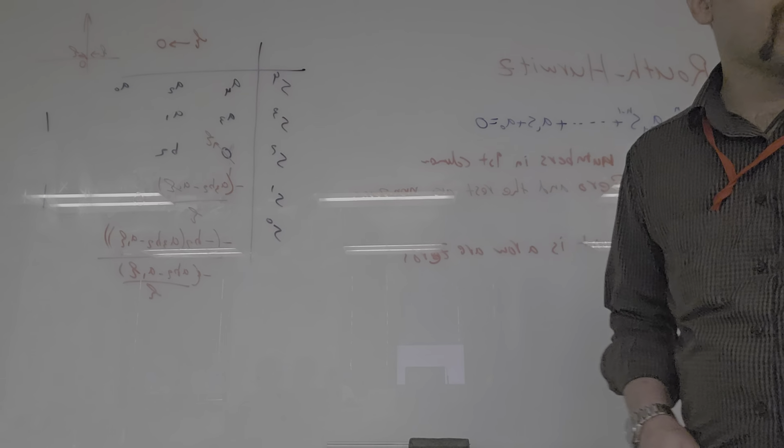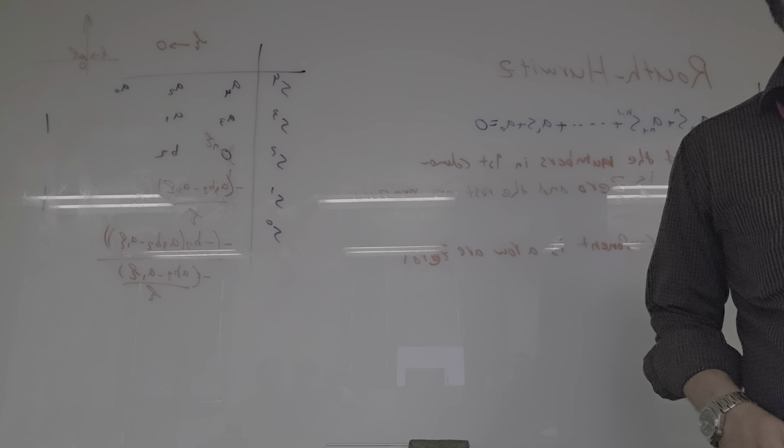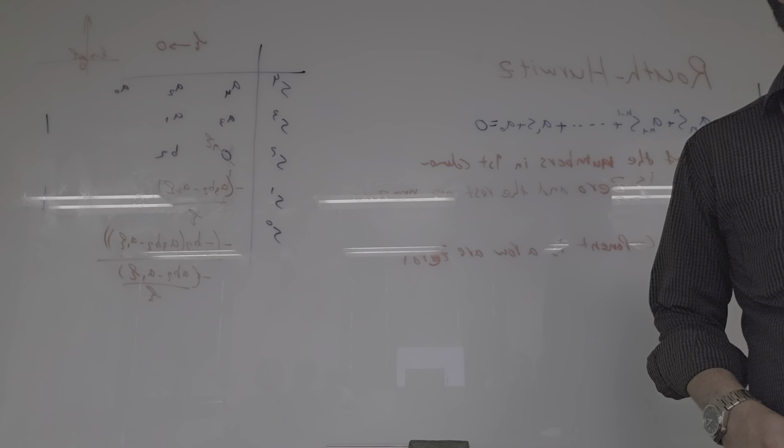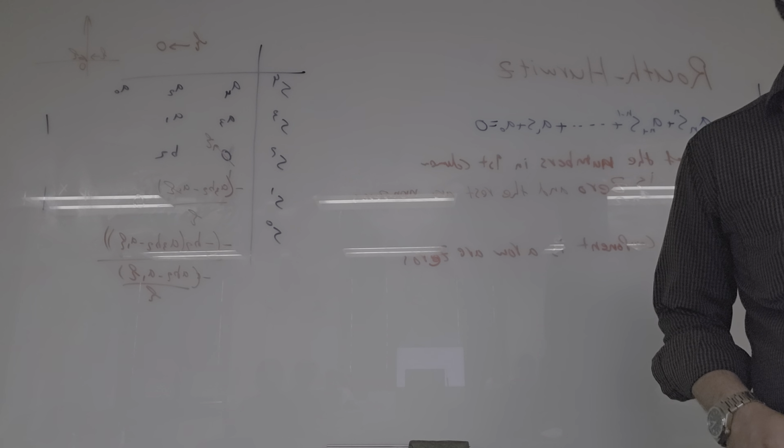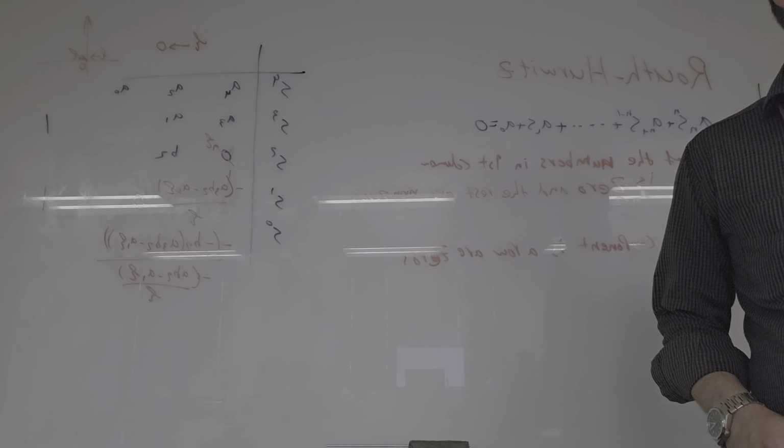If we have a change of sign in either one of them, that means we don't have a stable system. Is that clear? Repeat that again.